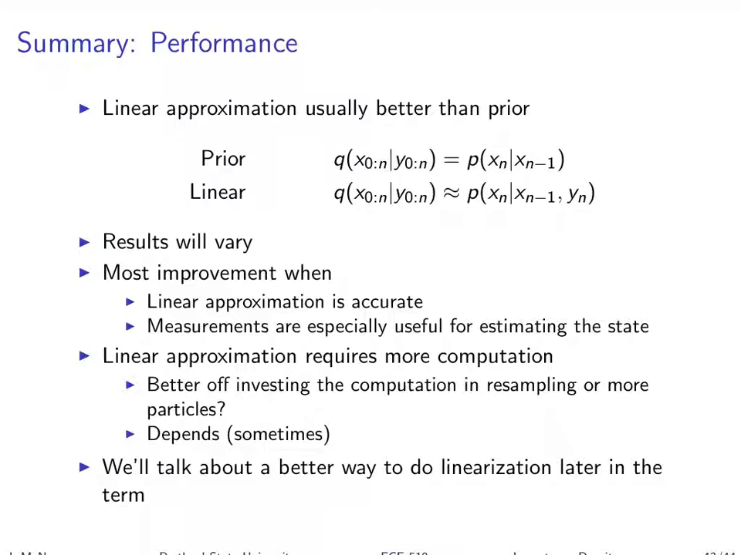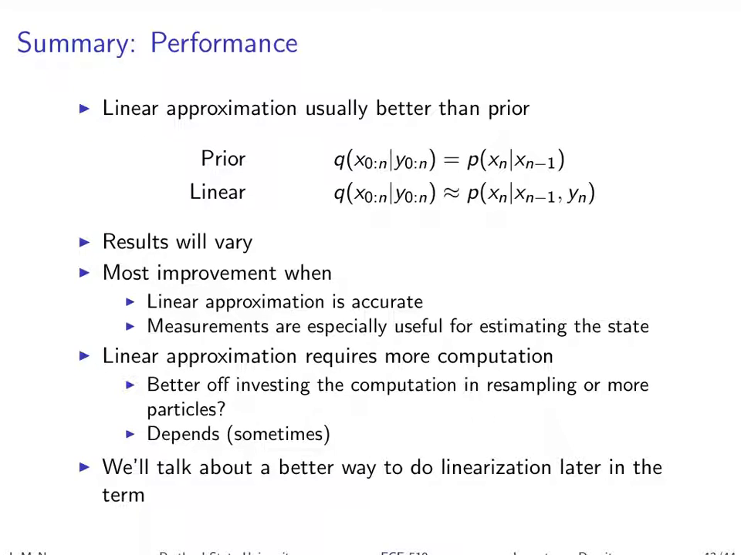And the linear approximation is usually better than the prior. This is using the prior. This is with a linear approximation, where you can get something that is an approximation of the optimal importance density. Oh, and I have to correct something I just said. The asymptotic theoretical results still hold, even if you're not sampling from the optimal importance density, as long as you know what it is that you're sampling from, and you can evaluate the weight update exactly, then you're okay. But that's where you would lose it.